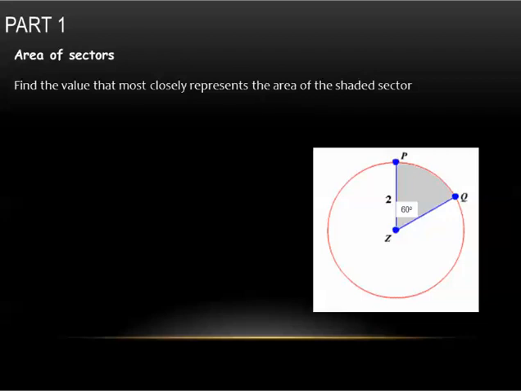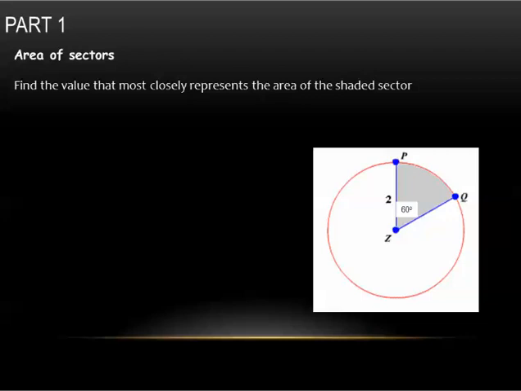Okay, finding the area of sectors. It says find the value that most closely represents the area of the shaded sector. Now, you've got to remember, a sector is just a portion of the whole circle. So earlier I said, oh, those are easy because all you're doing is setting up a proportion. The hard part is knowing how to set up the proportion. Once you've done that, it's just cross multiply and divide.